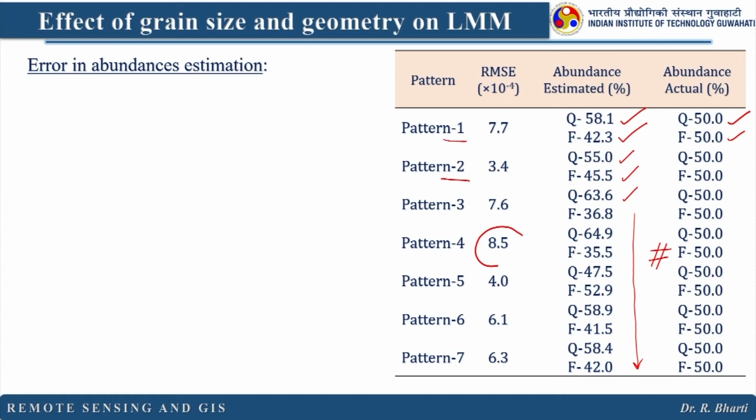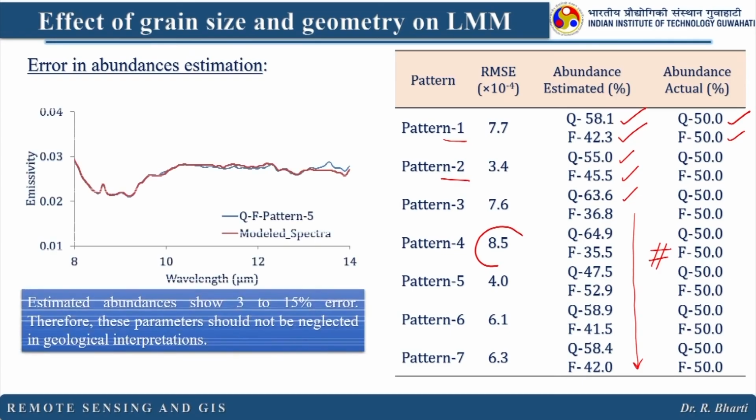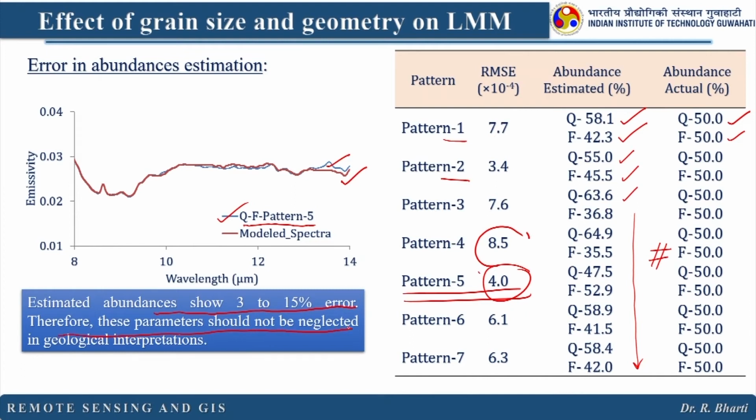If you want to visualize how exactly these errors are coming, you can see here this is quartz feldspar pattern 5. So, this is for this one, right. Here the blue color is the measured one and red is basically your modeled spectra. So, both are having the RMSE of 4. So, estimated abundances show 3 to 15% error, therefore, these parameters should not be neglected in geological interpretation.